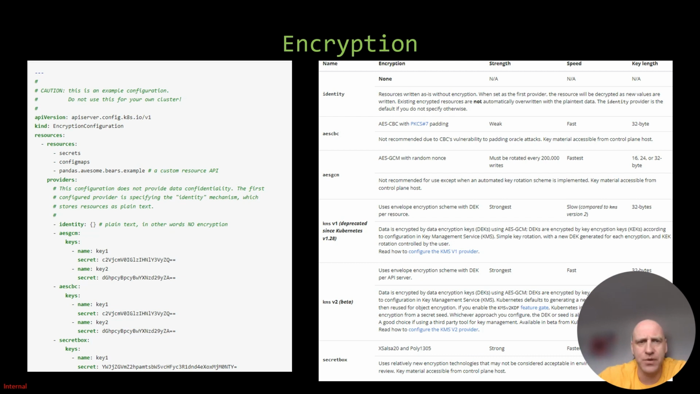Also, encryption configuration supports the use of wildcards to specify the resources that should be encrypted. Use the group to encrypt all resources within a group. You can also use apps to encrypt all apps, or use a wildcard to encrypt all of the resources.